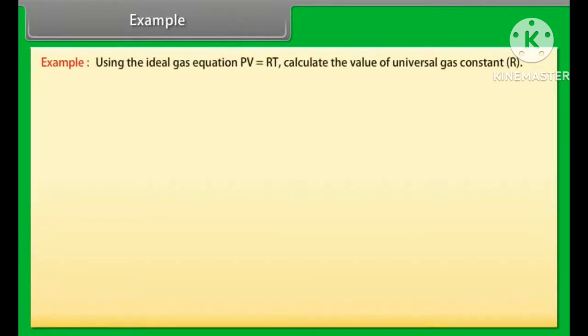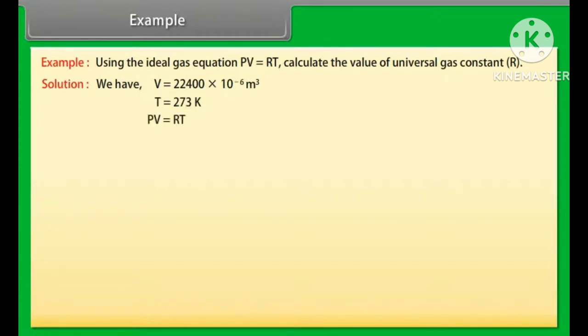Example. Let's take an example of kinetic theory of an ideal gas using the ideal gas equation PV equals RT. Calculate the value of universal gas constant. Let's see the solution. We have V equals 22,400 times 10 to the power minus 6 meter cube, T equals 273 Kelvin.